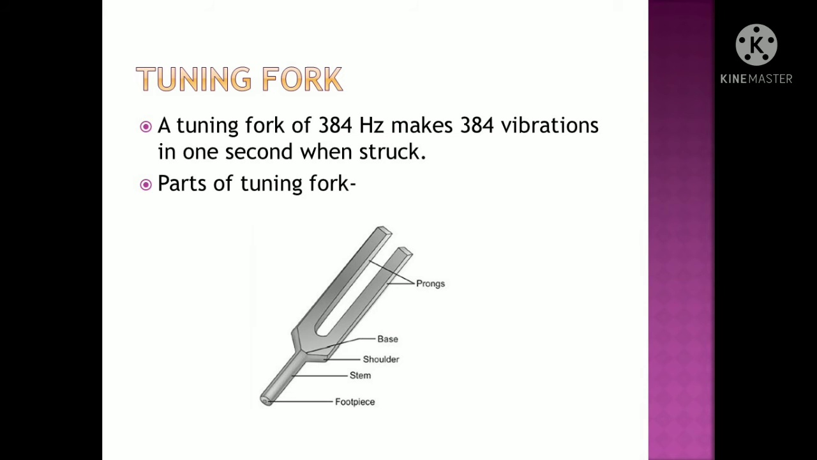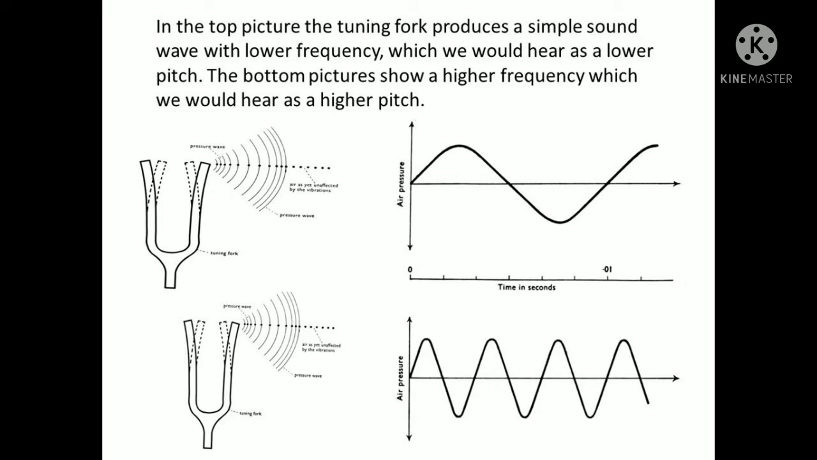One more slide in front of you. In the top picture, the tuning fork produces a simple sound with low frequency. It has a very low frequency, which we would hear as a lower pitch, and the bottom picture shows a high frequency, which we would hear as a higher pitch. Just now we have got high frequency and low frequency. So lower frequency will be of lower pitch and higher frequency will be of higher pitch.